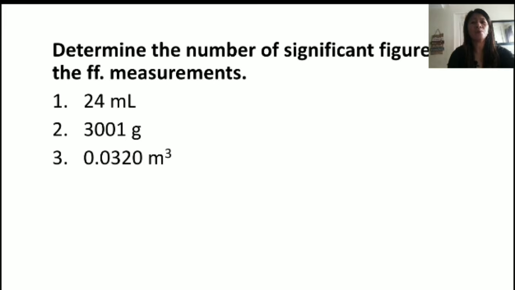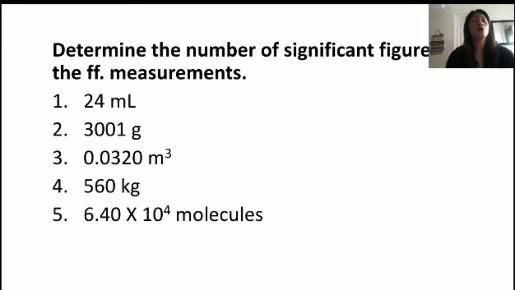Number 3, we have 0.0320. The first 2 zeros are not significant. The other 0 to the right of a decimal and a non-zero is significant. Therefore, it has 1, 2, 3 significant figures. 4, we have 560 gram. The 0 is a trailing 0, therefore it is not significant. So this number has only 2 significant figures.